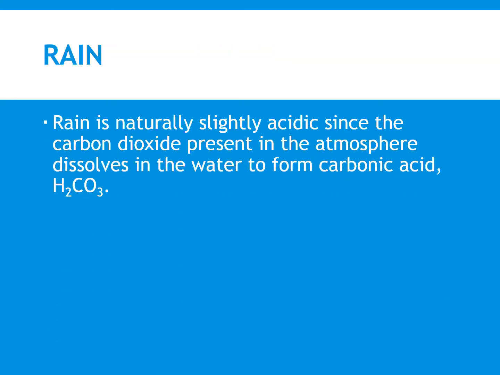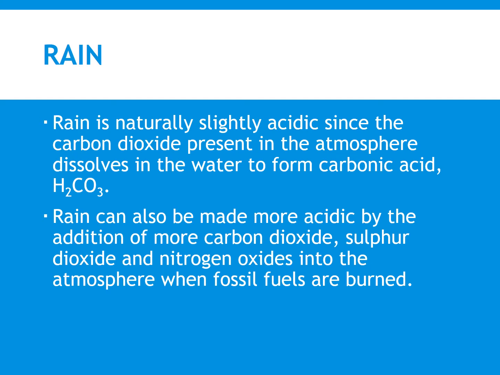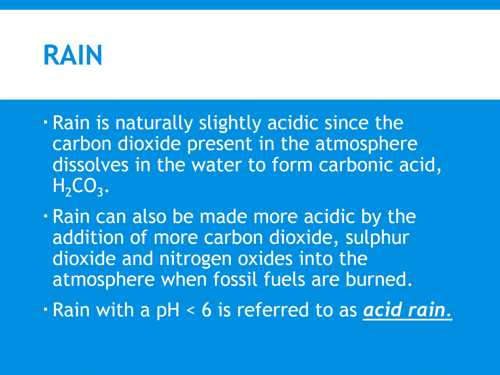Rain is actually naturally acidic due to the presence of carbon dioxide in the atmosphere. The carbon dioxide dissolves in the water found in the clouds to produce carbonic acid. We can aid the production of acid rain by burning fossil fuels. This adds more carbon dioxide, sulfur dioxide, and nitrogen oxides into the atmosphere. Rain that has a pH of less than 6 is referred to as acid rain.